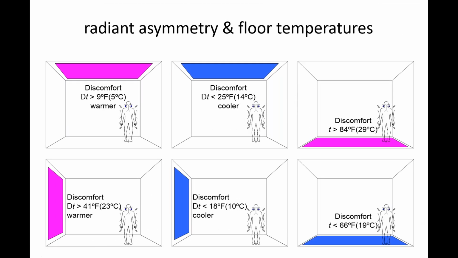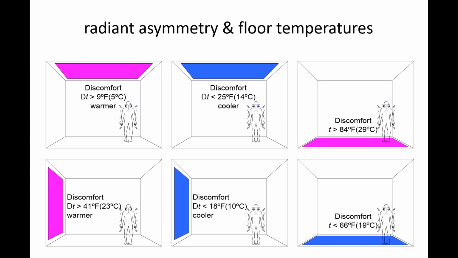Then we have what's called radiant asymmetry. Radiant asymmetry is the experience that a person has when they're exposed to different surface temperatures on either side of them or above them. So warm ceiling, cold floor, warm wall, cold wall. And so the body doesn't like it when the values are extreme. So let's take, for example, someone in India, where maybe you have an office building with a very large window to wall ratio, and the occupant is close to that window.